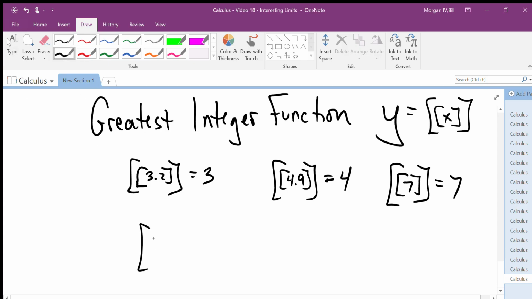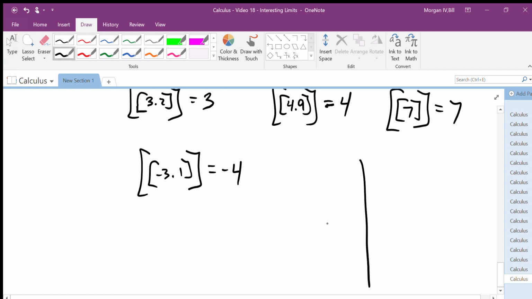Interesting ones are negatives. Negative 3.5. Actually, let's go negative 3.1. What is the greatest integer that is less than, be careful here, less than or equal to negative 3.1? It's not negative 3. It's actually negative 4, because negative 3 is more than negative 3.1. Watch the negatives there.